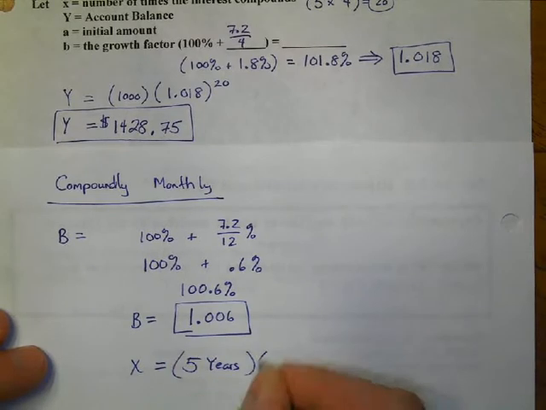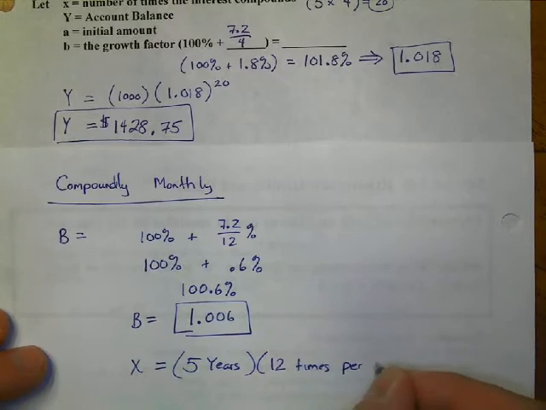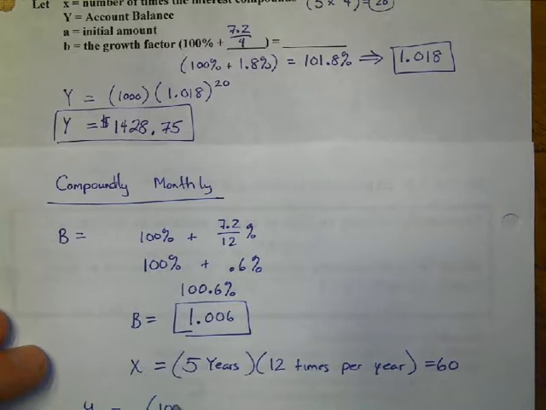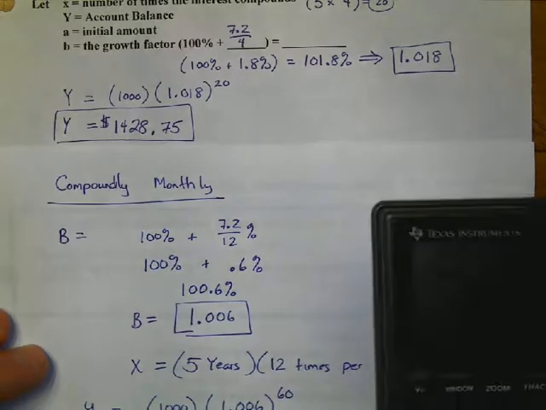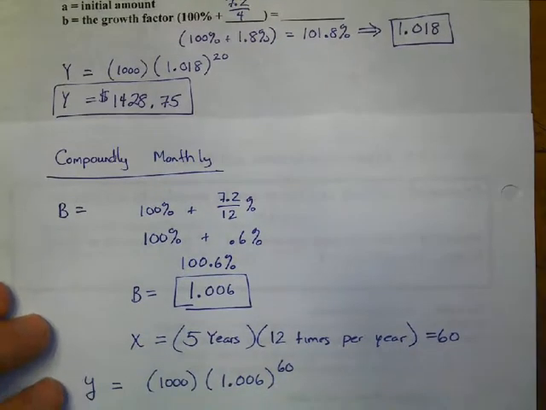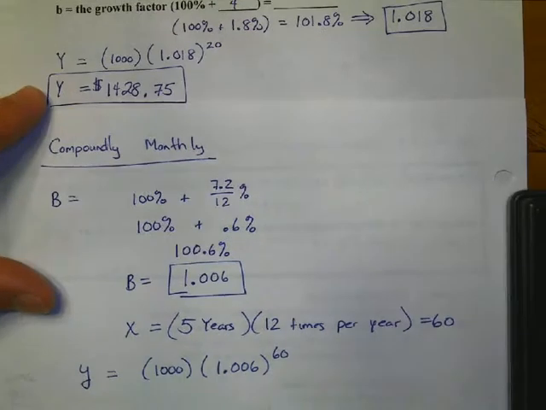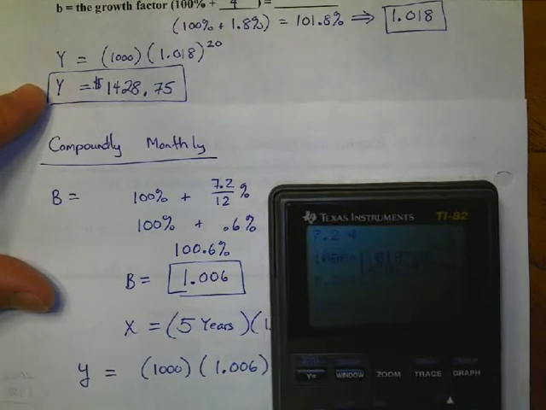However, the number of times that the interest compounds, in this case, will now be a lot different. It's still 5 years, but we're going to multiply that by 12 times per year. So our exponent is 60. So here's our new equation. Y equals our initial amount, 1,000, times 1.006 raised to the 60th power.